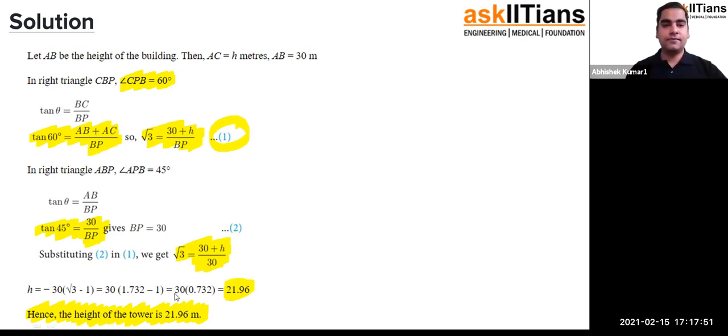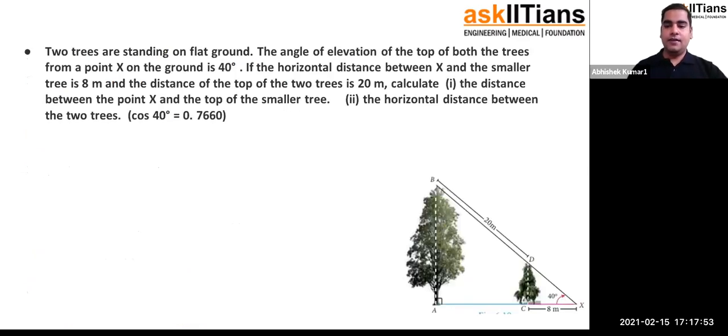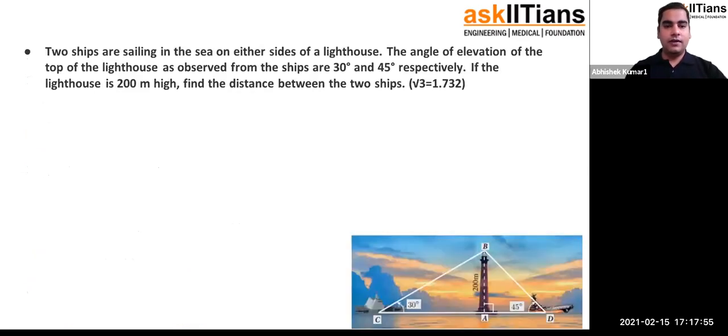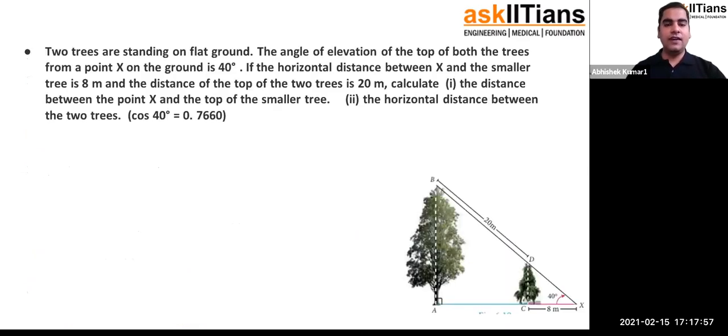All right. Now what do we have? We have this problem. This is a good problem, no doubt, and be very careful when you read it. It says two trees are standing on the ground. You can observe this figure. This is one of the trees, and this is the second tree. The first tree is denoted by AB. The second tree is denoted by CD for the sake of simplicity.